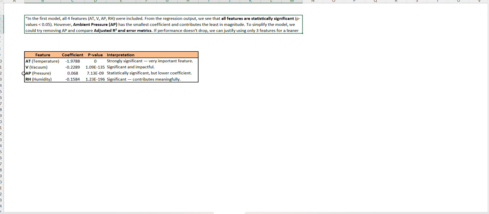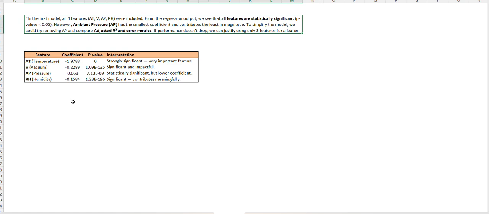So the primary reason for testing a new model is to see what happens if we remove ambient pressure, whose coefficient is only 0.068, which is very small compared to the other coefficients. It doesn't matter if the other coefficients are negative or positive, but the absolute value is very small. Then how will the new model perform?